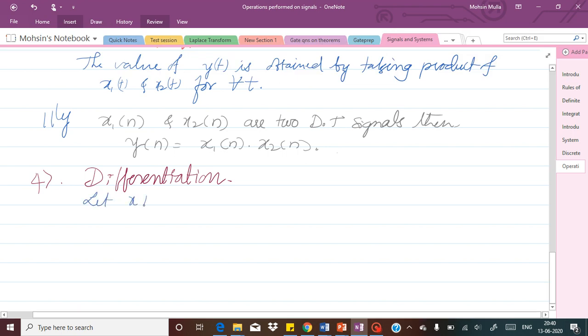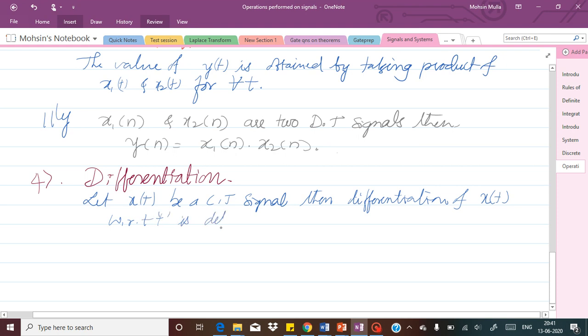So let x of t be a CT signal, then differentiation of x of t with respect to t is defined as y of t equals d by dt of x of t.